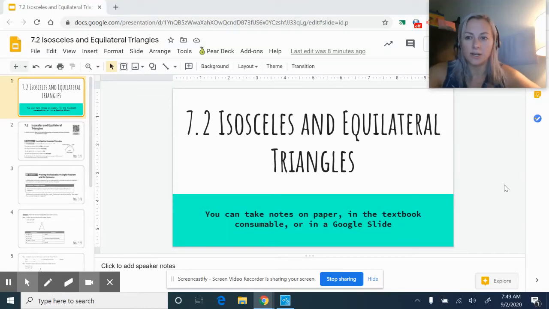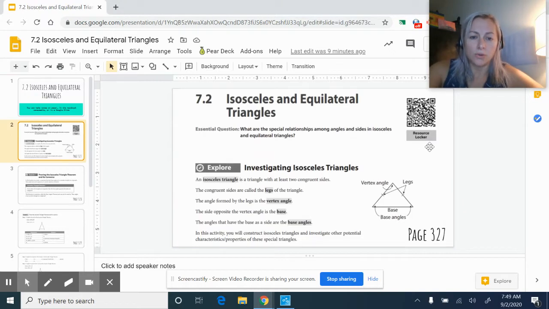Hi guys, this is our lesson on 7.2, isosceles and equilateral triangles. You can take notes on a piece of paper in the textbook consumable if you have it, or you can make a Google slide. You can go into HMH and screenshot the PDF and create your own Google slide for your notes. So our essential question: what are the special relationships among angles and sides in isosceles and equilateral triangles?